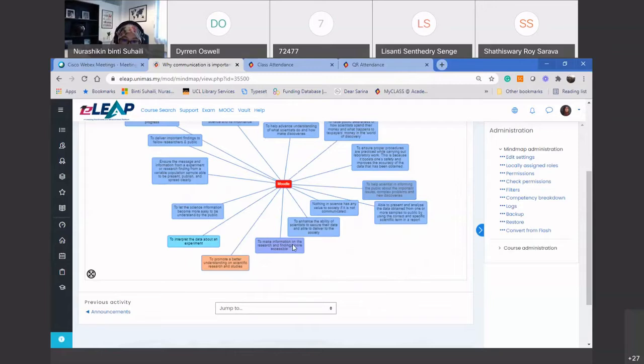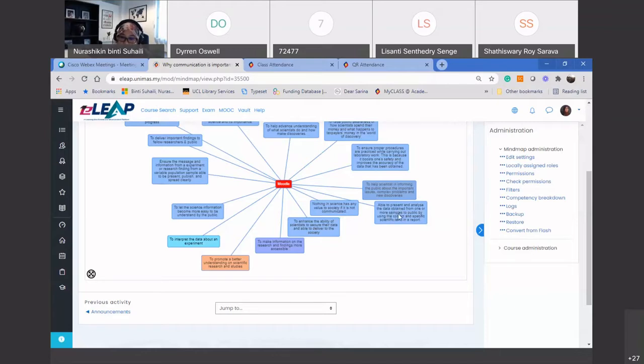Yeah, so you need to communicate to make information on the research and findings more accessible. Yes, yeah, you want people to know what you are doing. To enhance the ability of scientists to secure their data and deliver it to the society. Yes. Nothing in science has any value if, yes, correct. Yeah. It will be a waste if you don't communicate it.